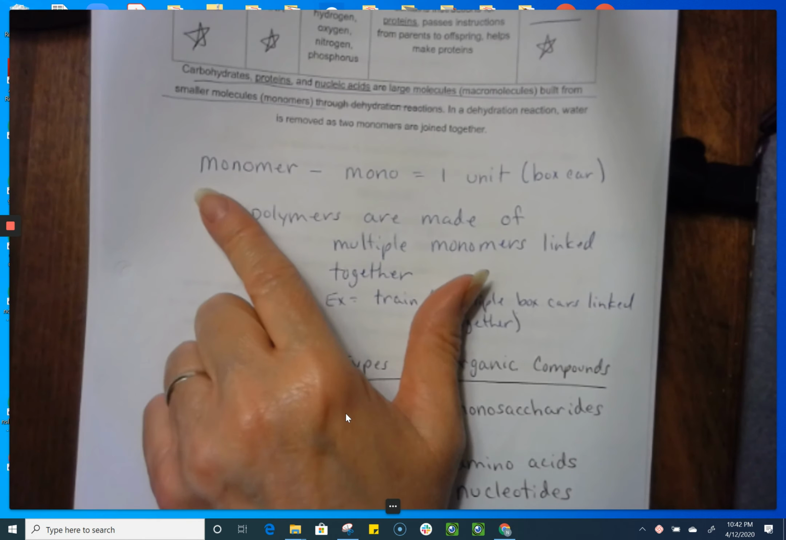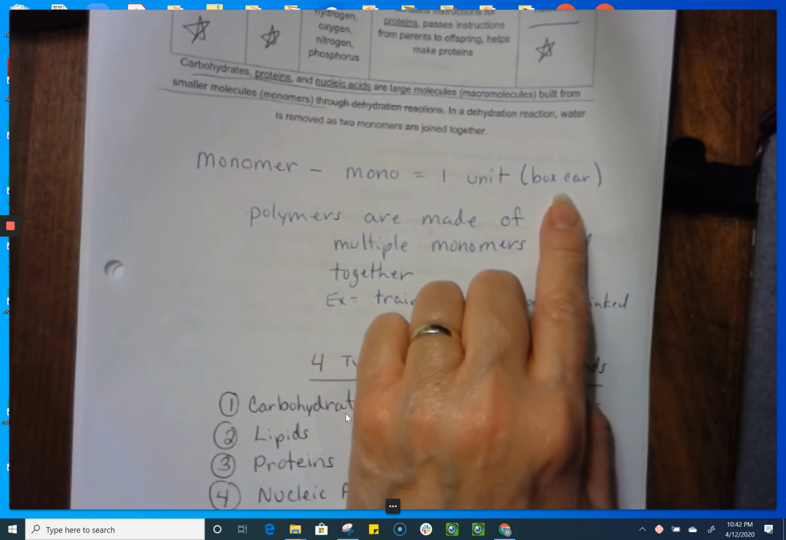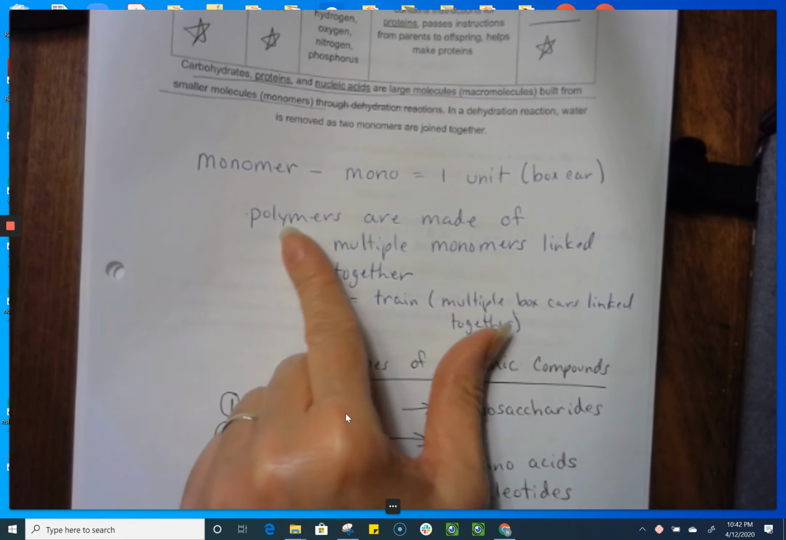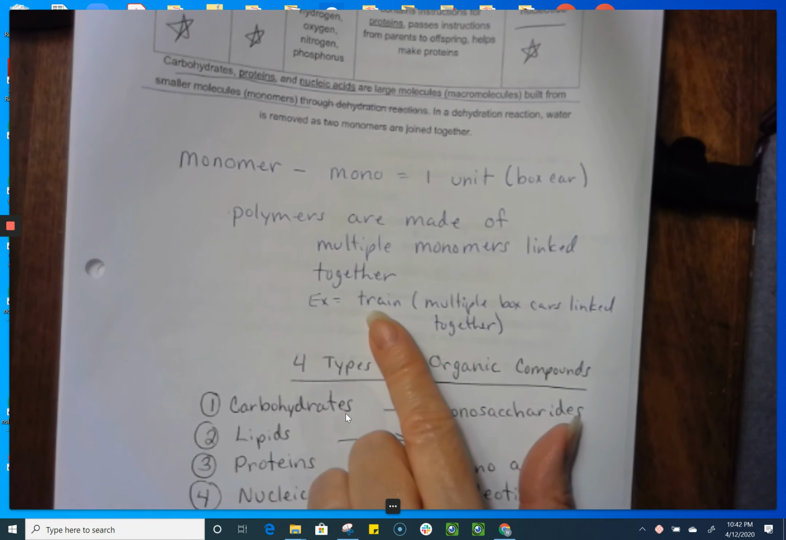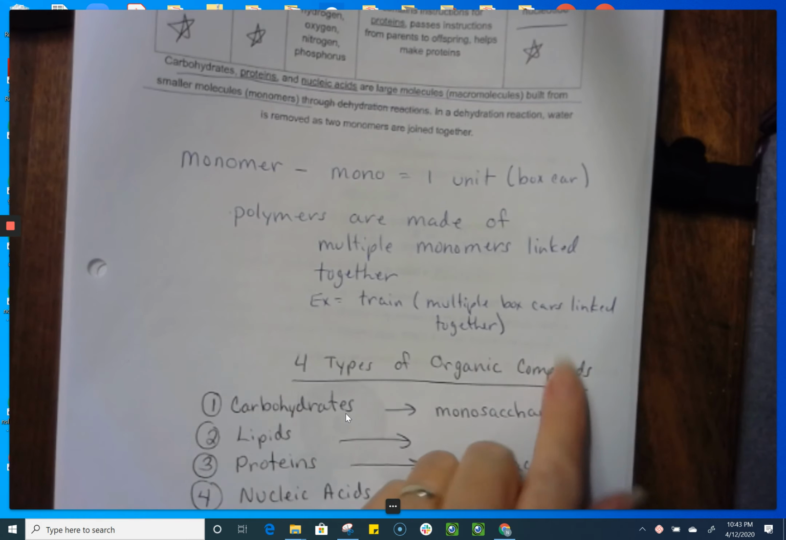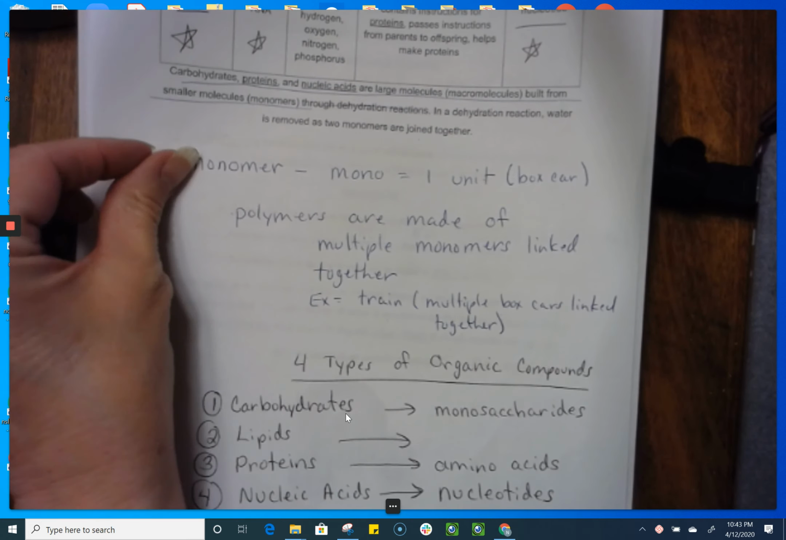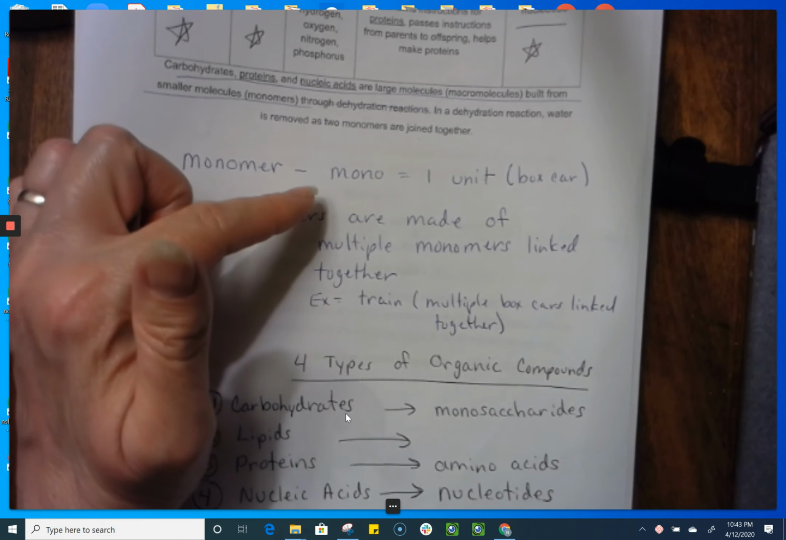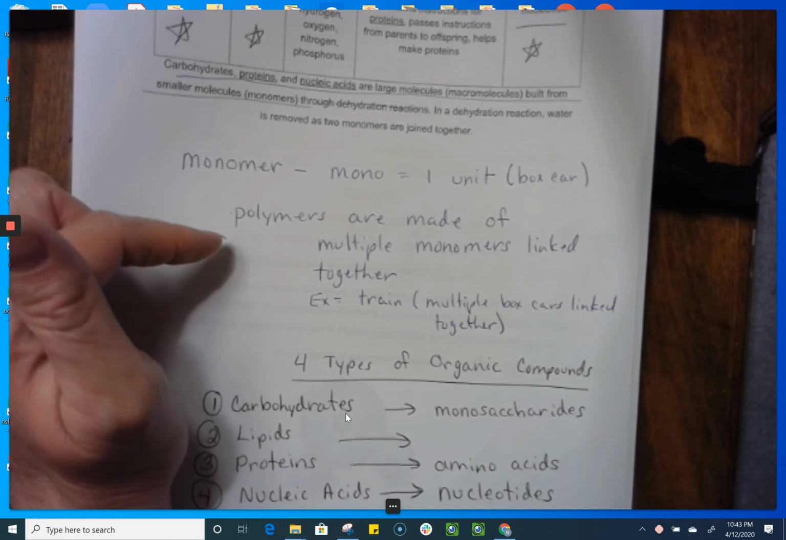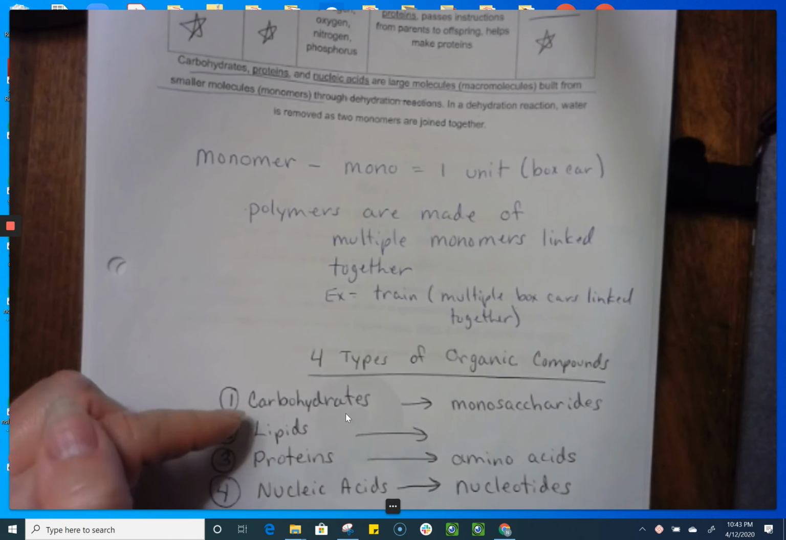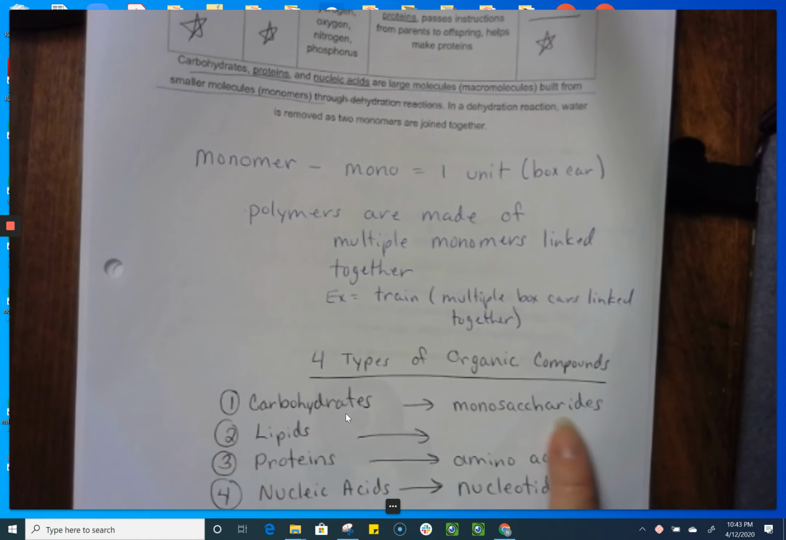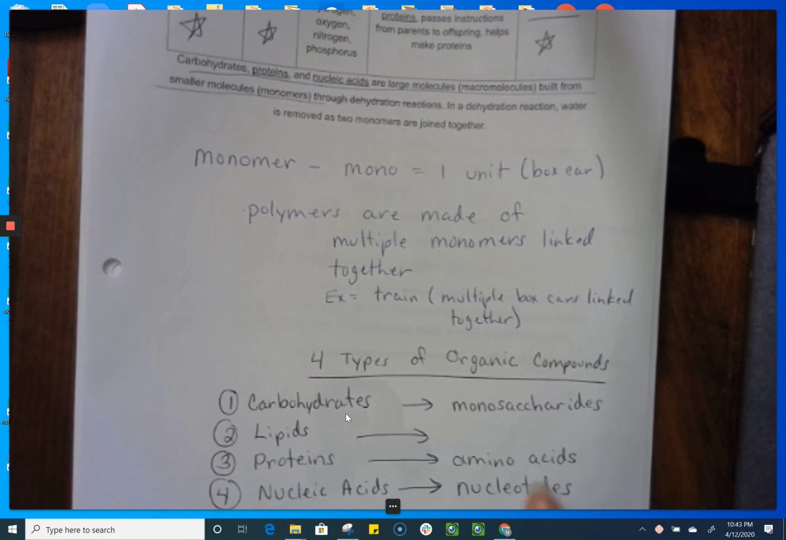The building blocks are called monomers. Mono means one unit. It's like a boxcar on a train. A polymer would be many monomers linked together. Example, a train with multiple boxcars linked together. So a monomer is like one train car. A polymer is when you take a bunch of train cars and link them together, you get a polymer. So here, your carbohydrates are your polymers, but the building block, the train car for a carbohydrate, is a monosaccharide. It's a simple sugar. You link them together, they become more complex.